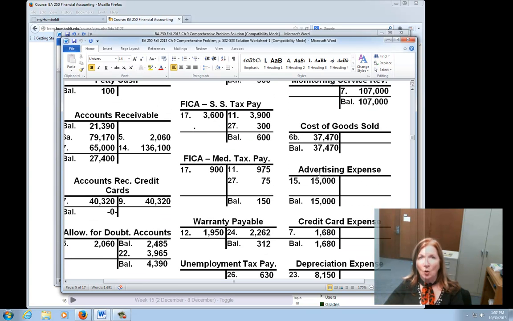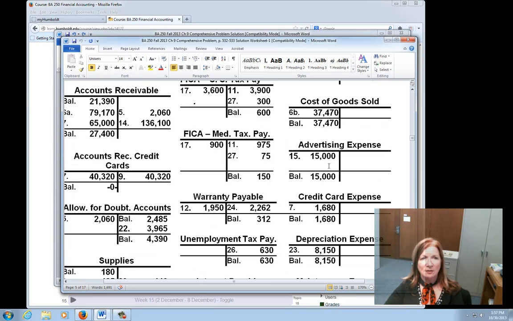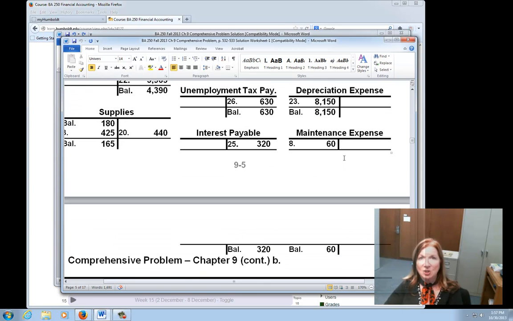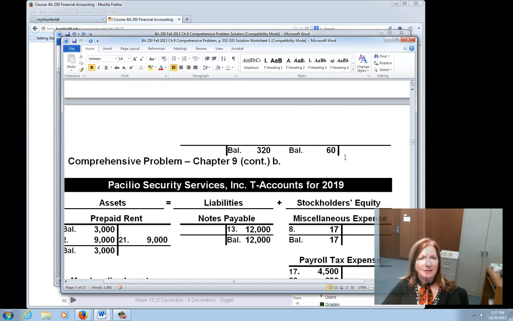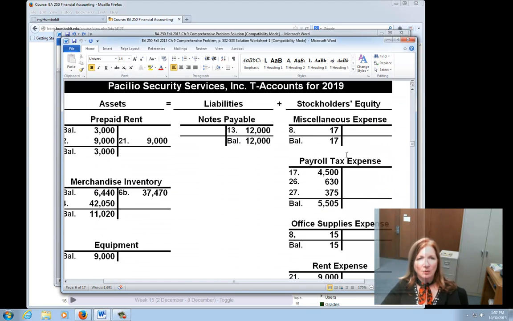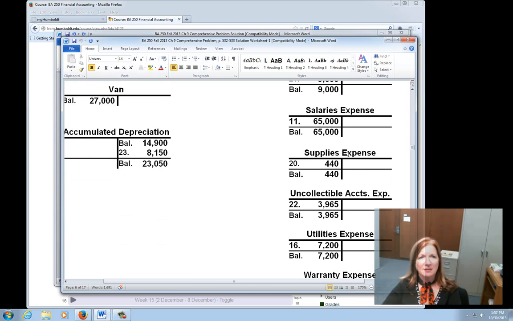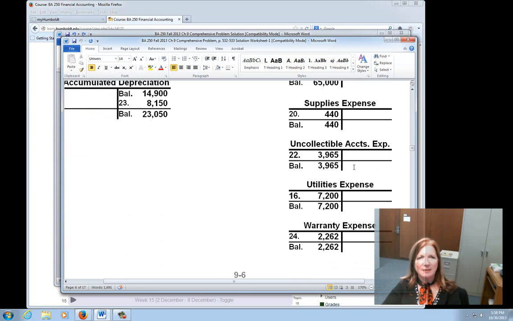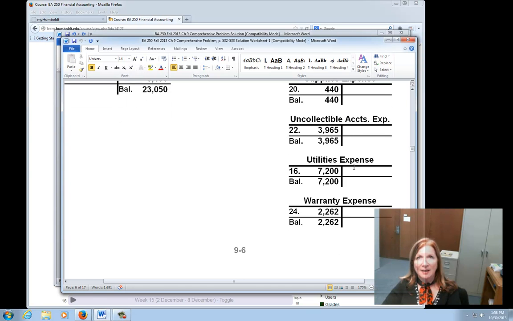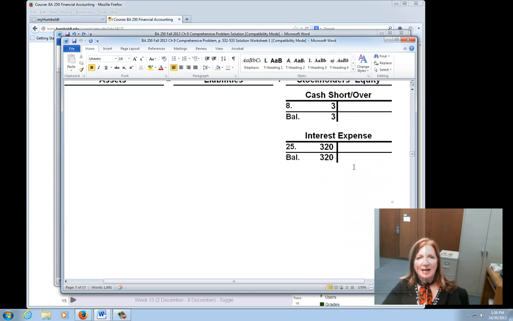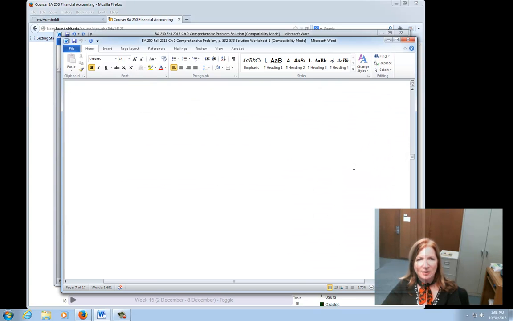Their cost of goods sold for the merchandise that they've sold, and then these are in alphabetical order. So you've got advertising expense, credit card expense, depreciation expense, maintenance expense, stockholders' equity, miscellaneous expense, payroll tax expense, office supplies expense, rent expense, salaries expense, supplies expense, uncollectible account expense, utilities expense, warranty expense, cash over and short, and interest expense.